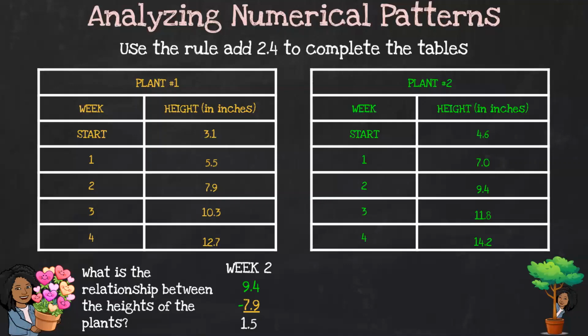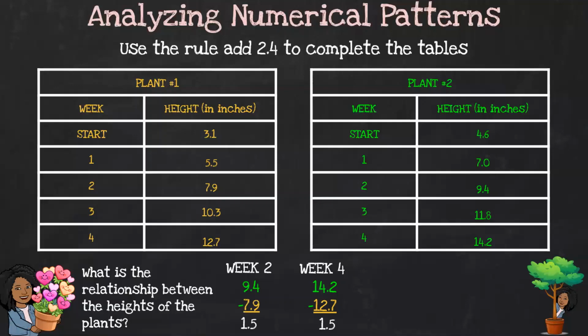Now let's pick another week. Let's say we pick week number 4. In week number 4, plant number 2 was 14 2/10 inches, and plant number 1 was 12 7/10 inches. If we subtract that, we'll see that the difference in those two plants is 1 and 5/10 inches again.